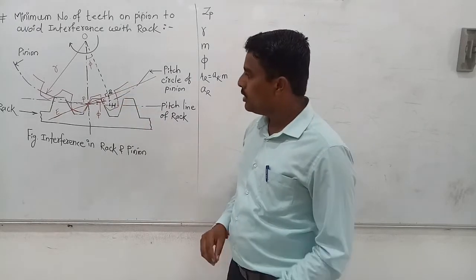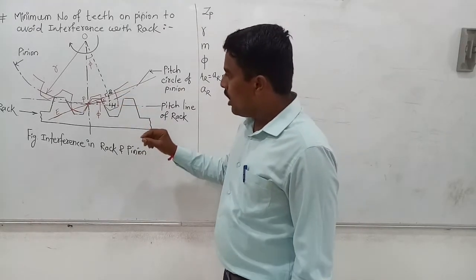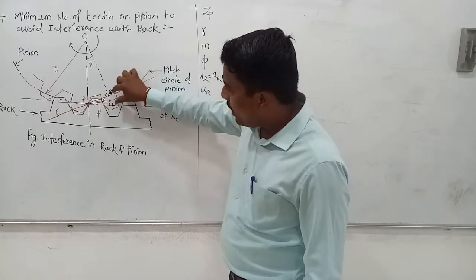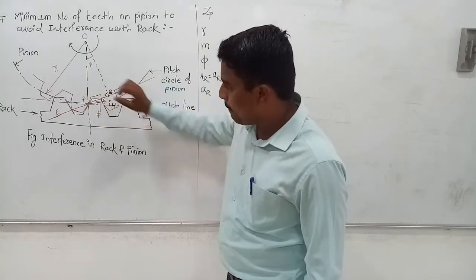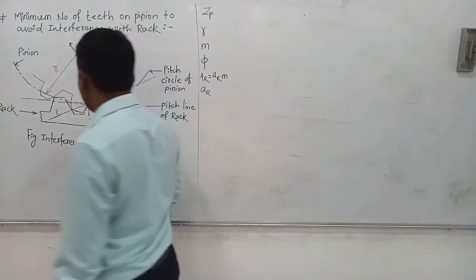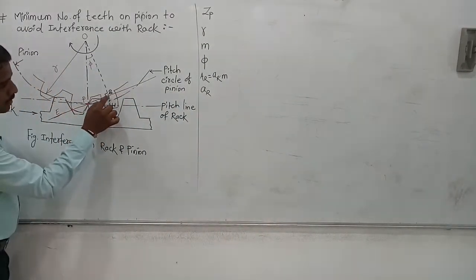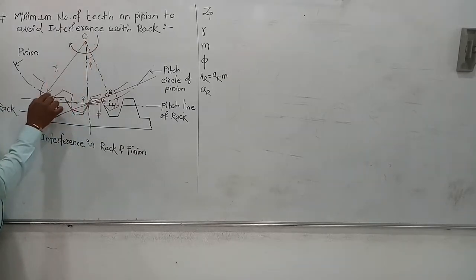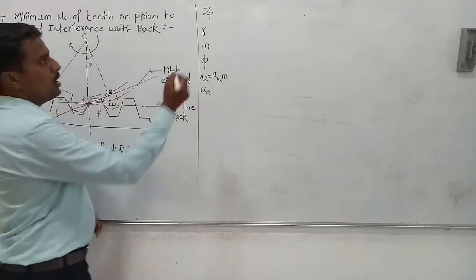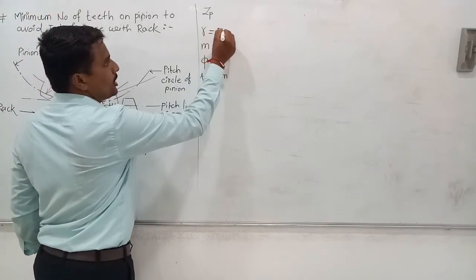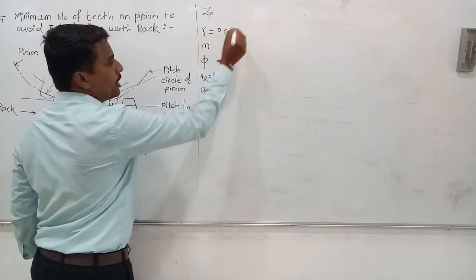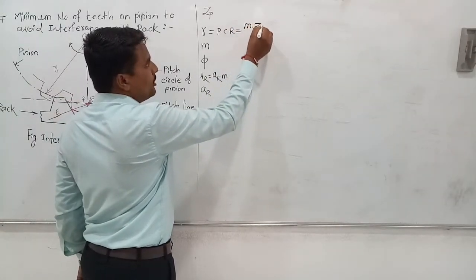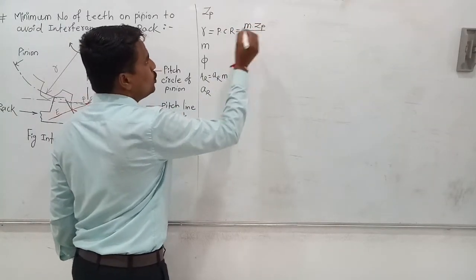Now here point F is the interference point. We have to find the value of addendum of rack. So what is the value of addendum of rack? Just look here, point B is the center point of pinion. Small r is nothing but pitch circle radius of the pinion, PCR of the pinion, and we know the value of pitch circle radius is m into Zp divided by 2.